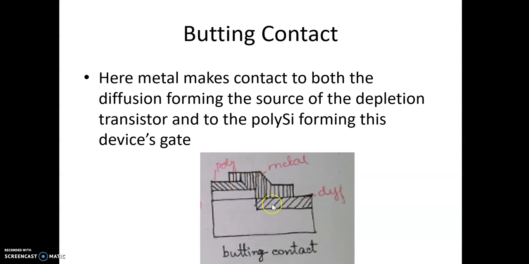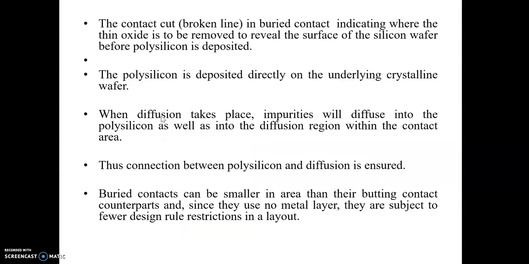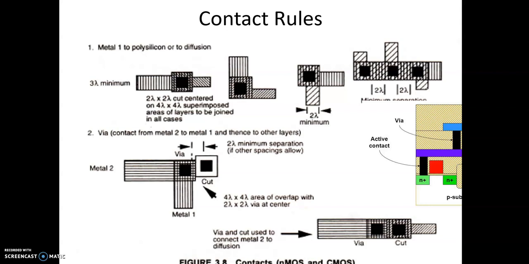The difference in the first one and this third one is, here the metal is connecting these two which are far apart, whereas in the first one, if we see, the polysilicon and diffusion is here, it is in between these two. The most reliable of these three of them is the buried contact.